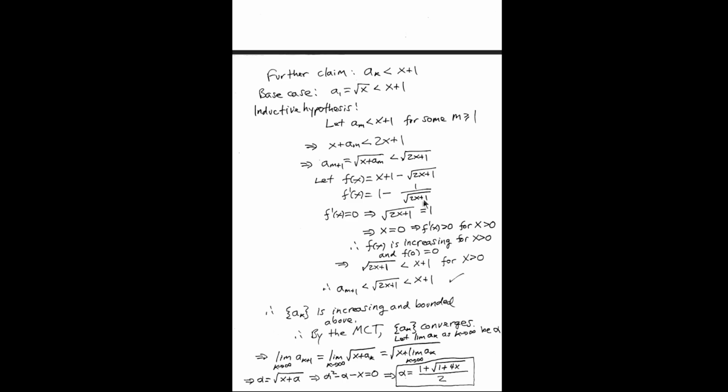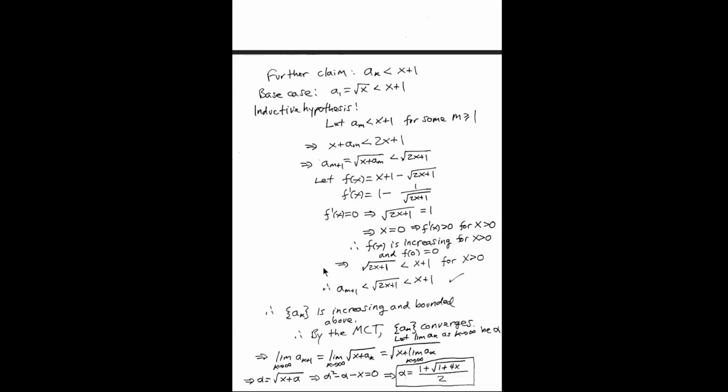And as x gets bigger, this part gets smaller. So we have 1 minus something that's getting smaller and smaller. So we can say that f prime of x is greater than 0 for x greater than 0. Therefore, f of x is increasing for x greater than 0. And also, of course, f of 0 is simply 0. Okay, well, this implies that the square root of 2x plus 1 then must be less than x plus 1 for x greater than 0.